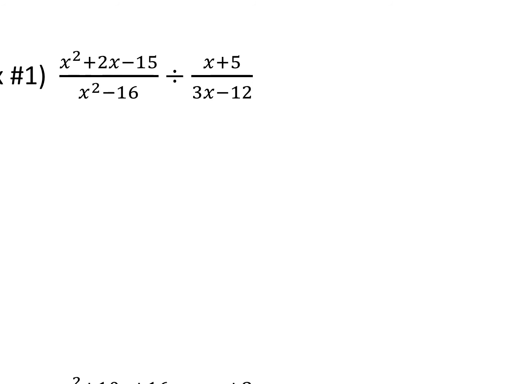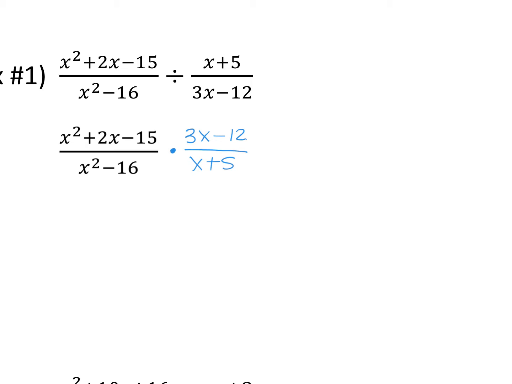I highly recommend that you just take a copy of the first one, okay, and then multiply, and now you're going to flip the second one, okay? This is really the only thing that's different and how we state our restrictions. So flip it over. This is 3x minus 12 on top and x plus 5 on bottom. Okay. We're going to start the same way. We're going to factor what can be factored, and then we're going to figure out what our restrictions are.